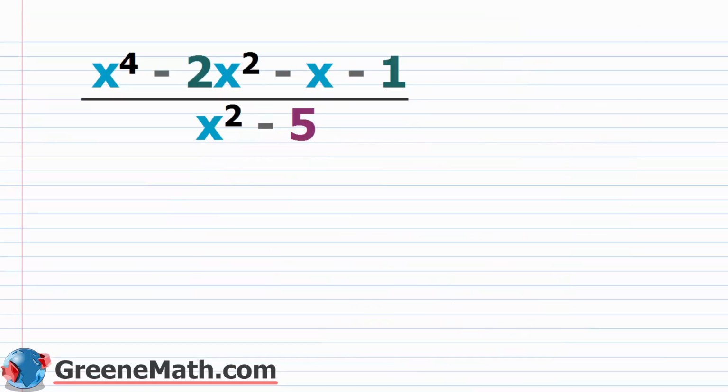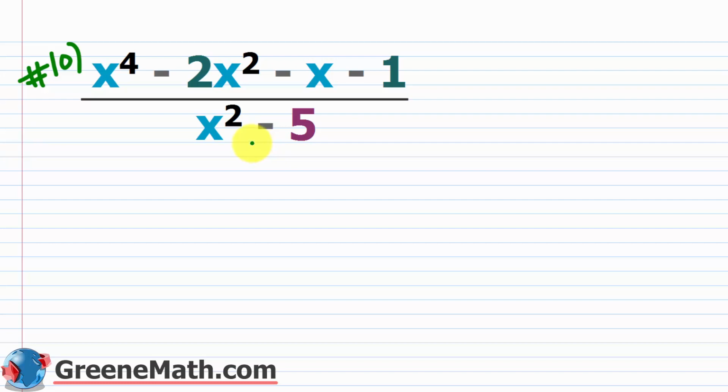Okay, let's look at the 10th problem. So I'm going to put number 10 on the worksheet. So here we have x to the 4th power minus 2x squared minus x minus 1, and then over x squared minus 5. So realize that you're missing x cubed there, and you're missing x to the 1st power here, okay?